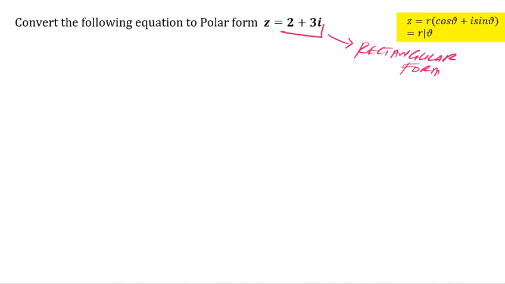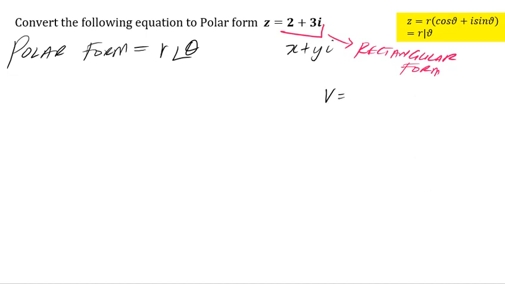The first thing to do is to know the polar form formula. The formula for polar form is r and theta. So you need to calculate your r. How do you calculate your r? Remember, this is more like x plus yi. So you know that r is from the Pythagoras theorem: r squared is equal to x squared plus y squared.